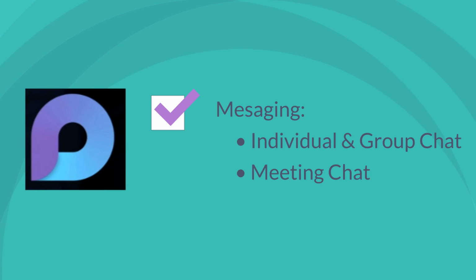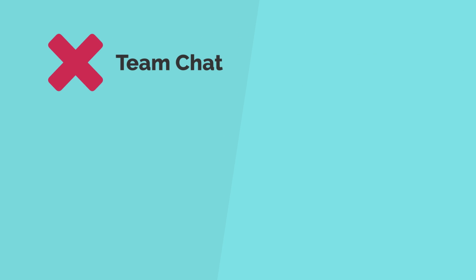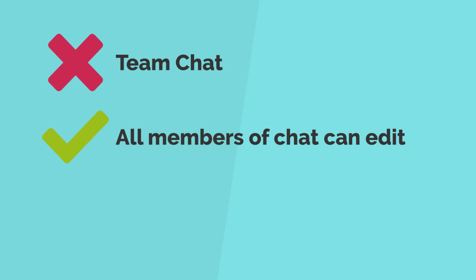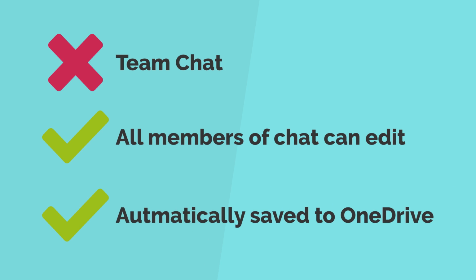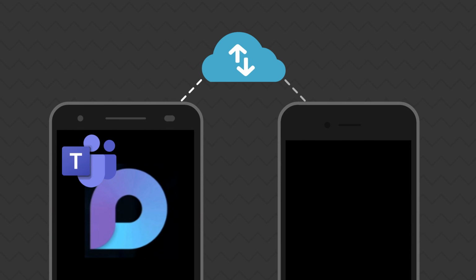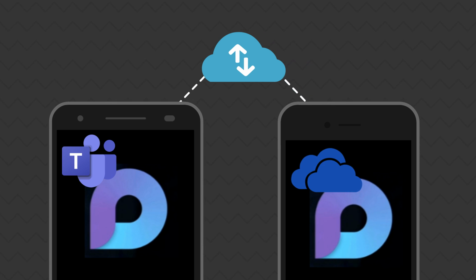Loop components are another chat feature you can use with both group or individual chats, as well as meetings. However, they can't be added to a team post. All members of the chat are able to edit the loop components, and each component is automatically saved to a file in OneDrive. So you may begin to use this app to communicate and collaborate in a chat, then later move to a file where there's more opportunity and space for editing and adding as many components as you like.